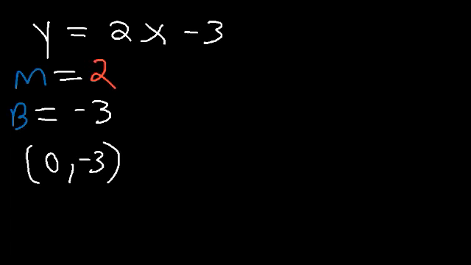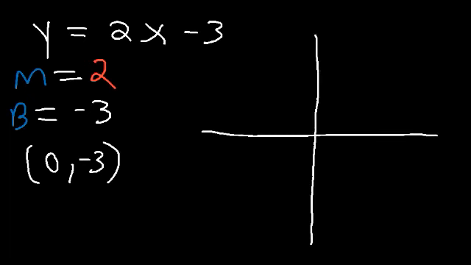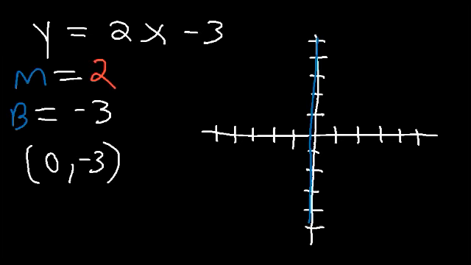So how can we graph a linear equation in slope-intercept form? Once you've identified the slope and the y-intercept, here's what you need to do to graph it. Now, the first thing that we need to do is plot the y-intercept, which is (0, -3), when x is 0 on the y-axis. So this is the y-axis, this is the x-axis. So (0, -3) is at that point.